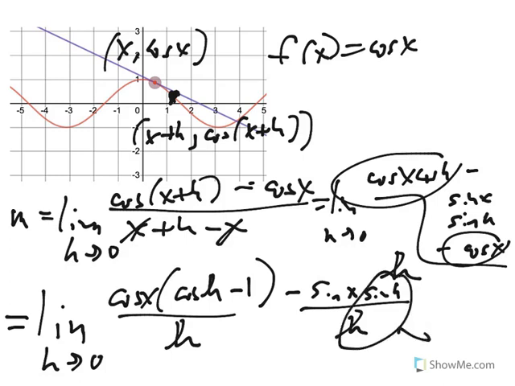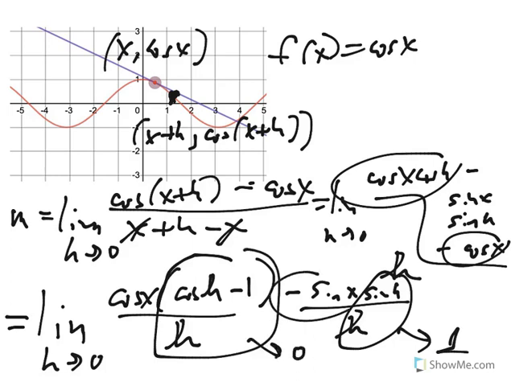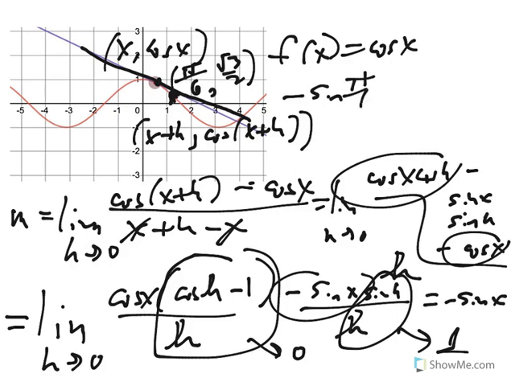That thing goes to 1. This thing goes to 0. So all that's left is negative sine x. So if my point were pi over 6, comma radical 3 over 2, then the slope of that tangent line would be negative sine pi over 6, which is negative 1/2.